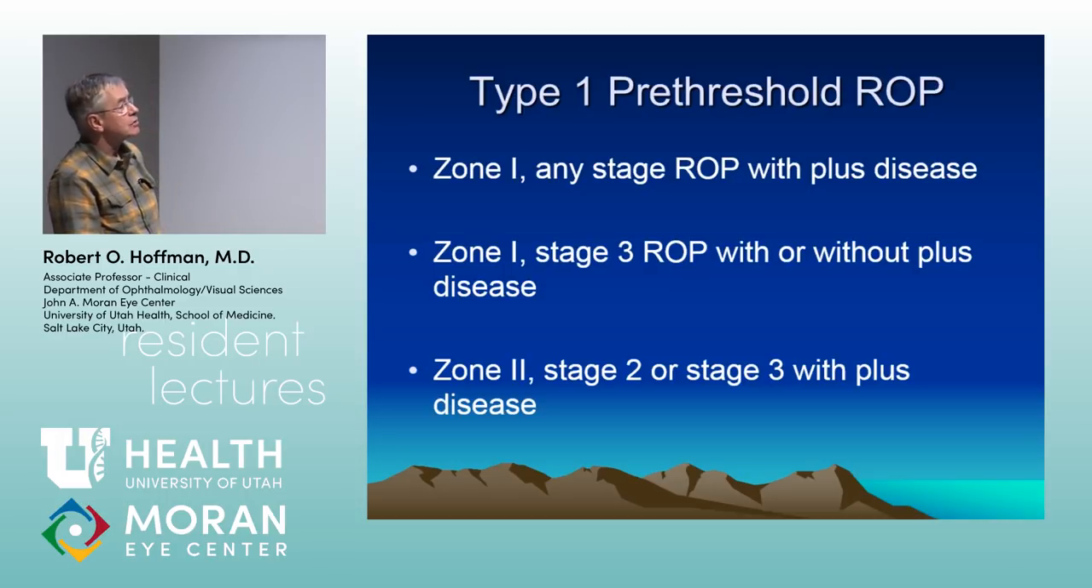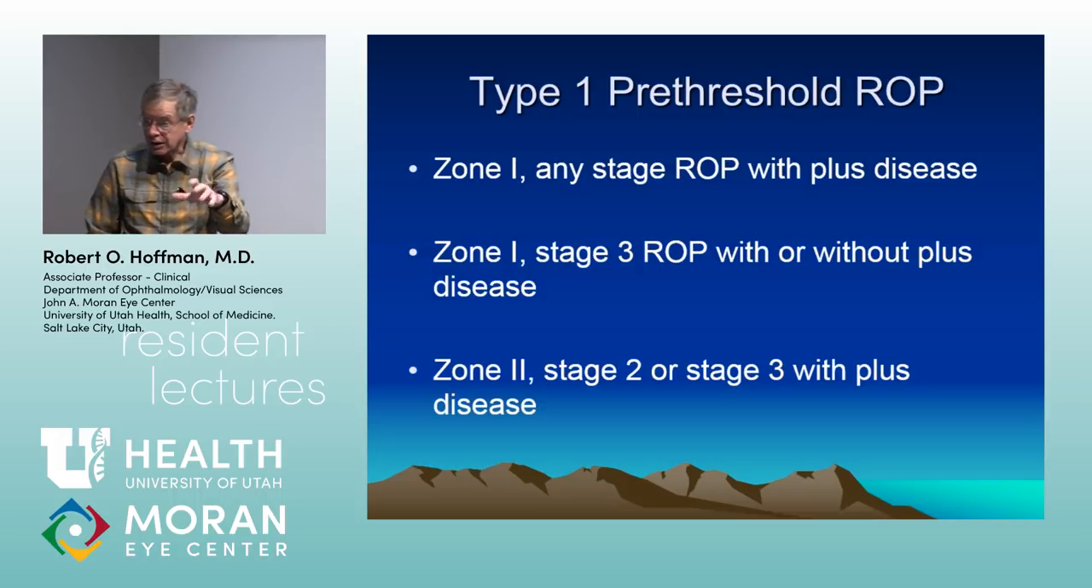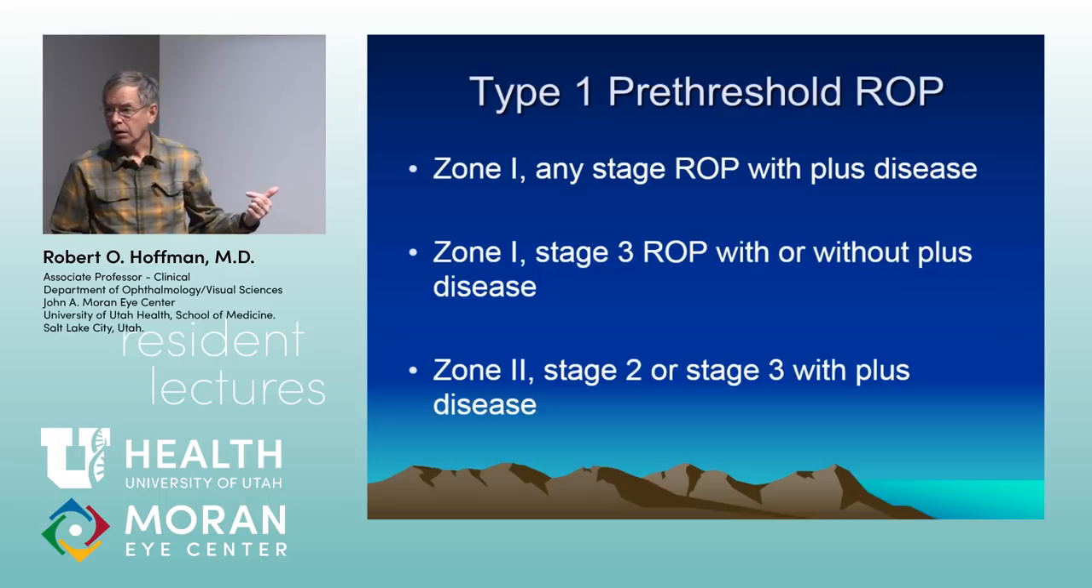Now, type 1, and you do need to know this, this may well show up, is if you've got any ROP with plus disease in zone 1, no matter what it is, that's type 1, meaning I need treatment. If in zone 1 you've got stage 3 with or without plus disease, they get treated. And out in zone 2, stage 2 or 3 with plus disease, and this is dramatically different. Remember that the 8 non-contiguous and 5 contiguous clock hours, we used to sit and wait and you say, well, I think it's 4.5, it's not really 5, we're not going to treat them now. If you've got one clock hour, you get treated. And that is a big difference.